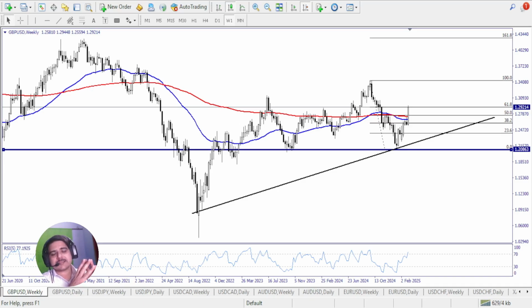Today I will be analyzing different currency pairs like the pound dollar, euro dollar, Aussie US dollar, dollar CAD, dollar yen, dollar CHF and gold. Take a pen and a paper just in case you need to write down some of the important levels.